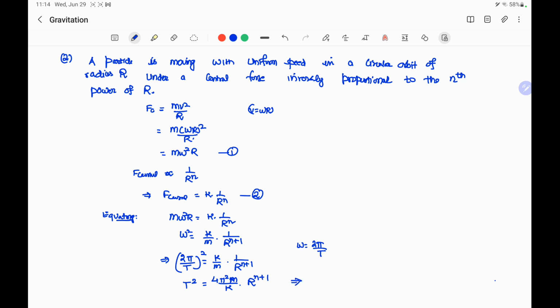This implies that T² is proportional to r raised to power n plus 1, since 4π² m by k is a constant. Or also we can write T is proportional to r raised to the power (n plus 1) by 2.